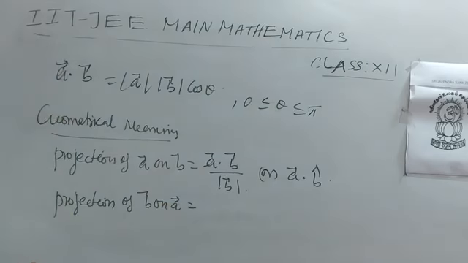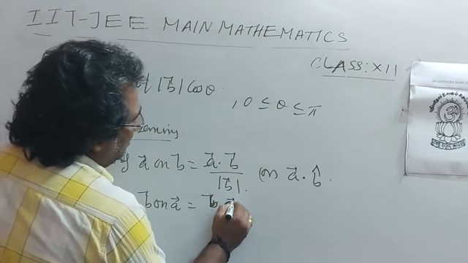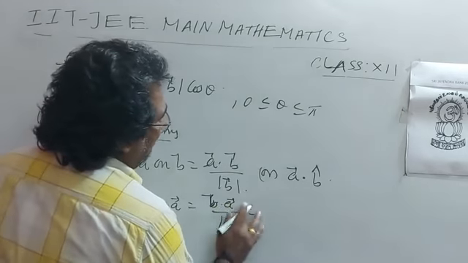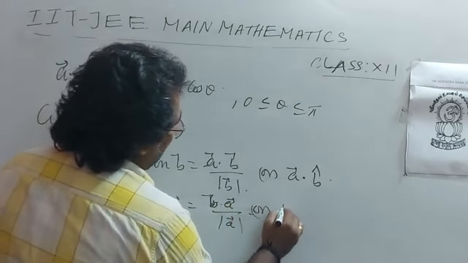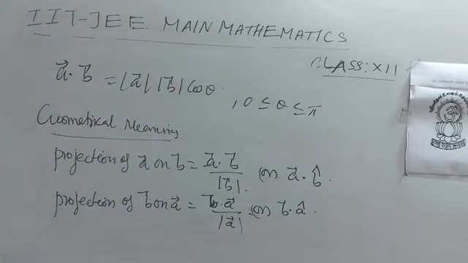Projection of B vector on A vector, B vector dot A vector by modulus A vector, that is or B vector dot A cap.